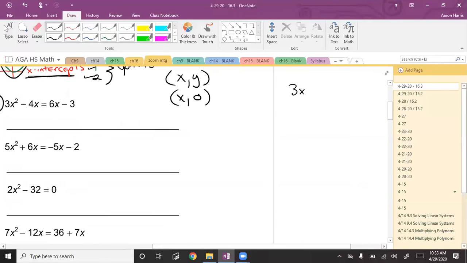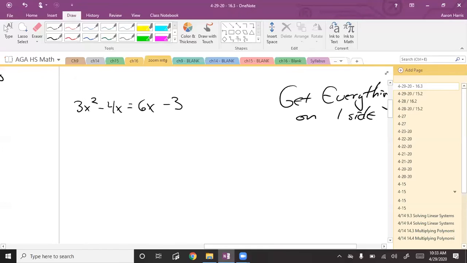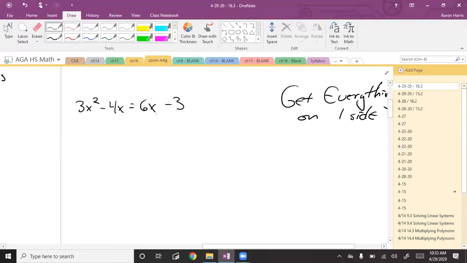So I have 3x squared minus 4x equals 6x minus 3. So the first thing you want to do is get everything on one side. So how do I do that? Well, I'm going to put everything on the left-hand side. So I need this to go to 0. So 6x minus 6x, that goes to 0. But what I do to one side, I must do to the other.